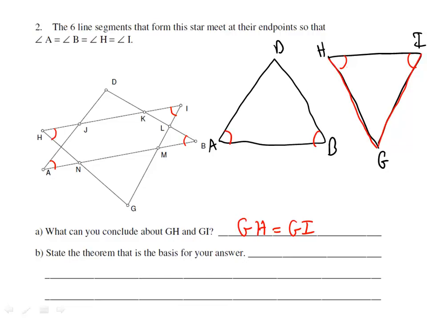Okay, state the theorem that is the basis for your answer. If two angles in a triangle are equal, then the sides opposite them are also equal.